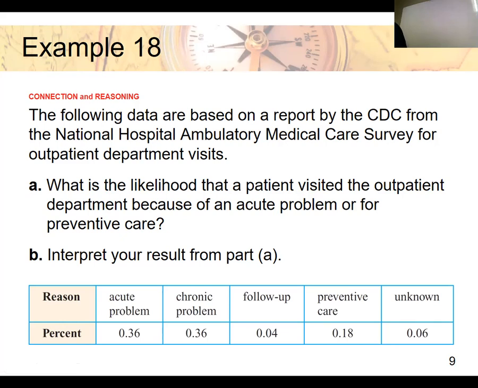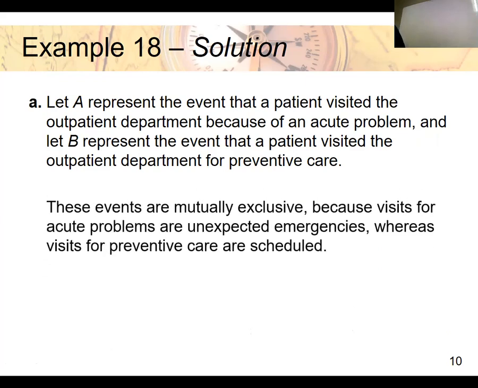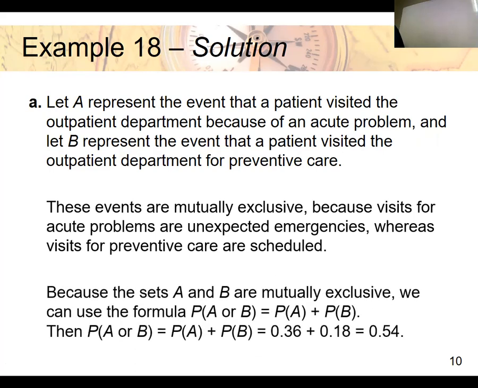Okay. Now on the next slide, we're letting A represent the event that the patient visited the outpatient department because of an acute problem. B would be for preventative care. And those are mutually exclusive because the visits for acute problems are unexpected emergencies. Preventative care visits are scheduled.